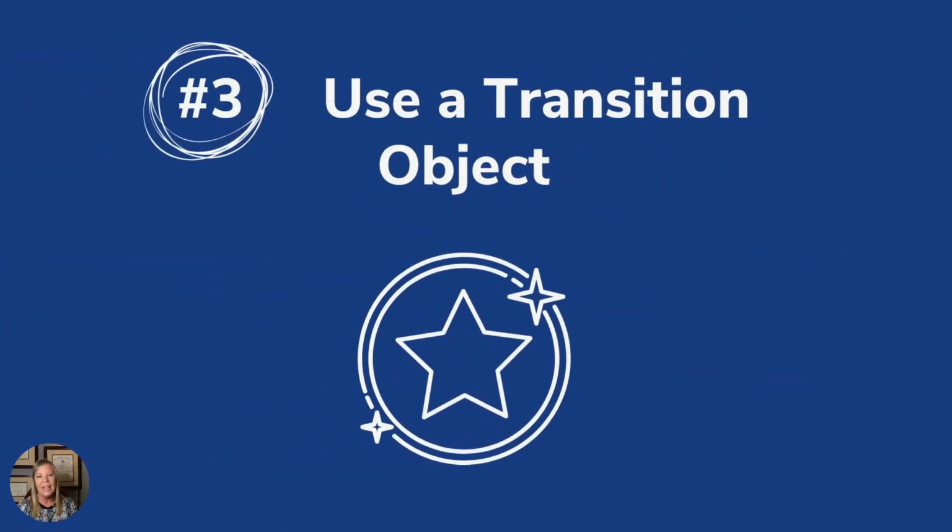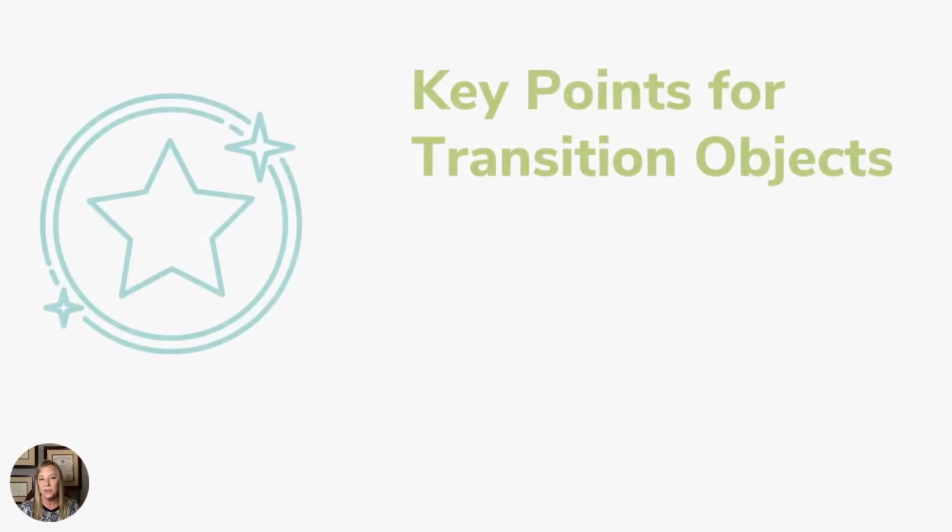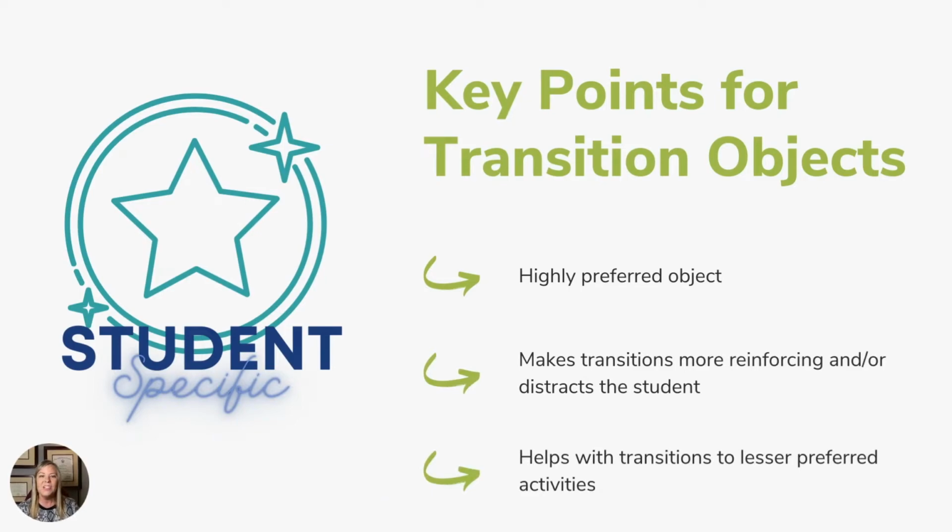Examples of visual timers can be found at www.timetimer.com. Last, tip number 3, use a transition object as an individual student strategy for smoother transitions. A transition object is a highly preferred object, one that the student really likes, that they can carry with them during a transition. These items are going to be different for each student.